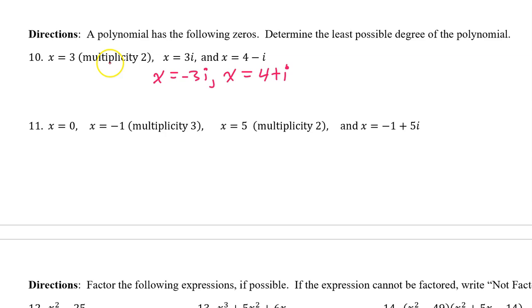So that counts twice, so that's a total of 6. 4 imaginary, and because of the multiplicity, 2 real zeros, total of 6. So the least possible degree is degree 6.